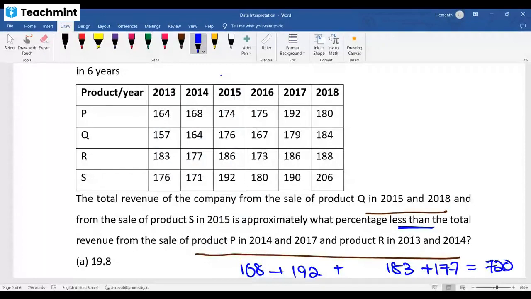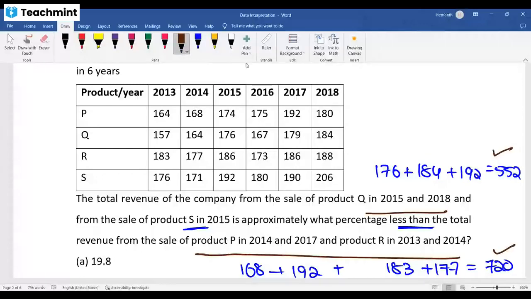Q in 2015 and S in 2015. Q in 2015 is 176. Q in 2018, 184. I think this is 360 plus 192 will give 552. 552 is obviously less than 720 only.